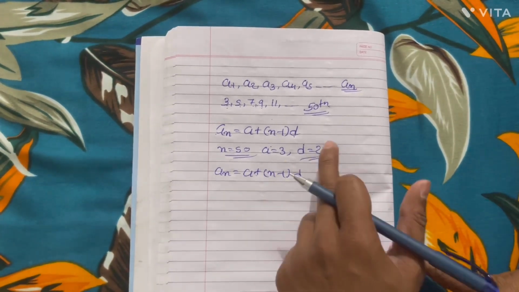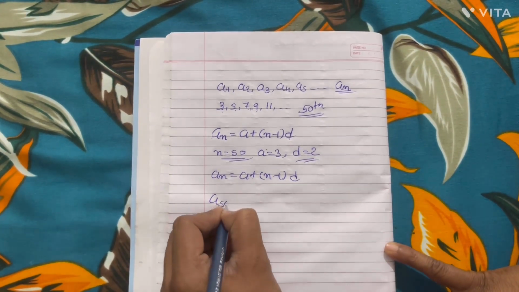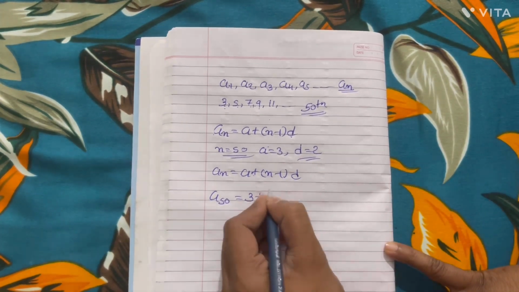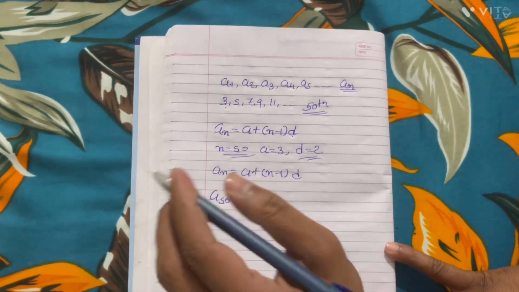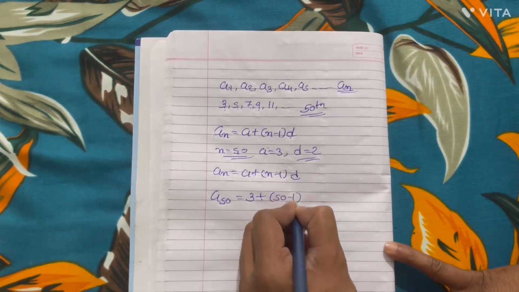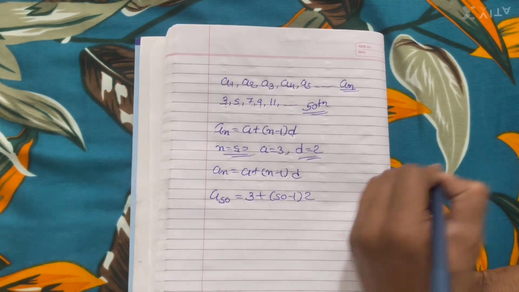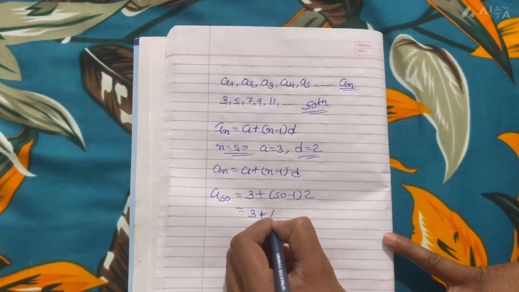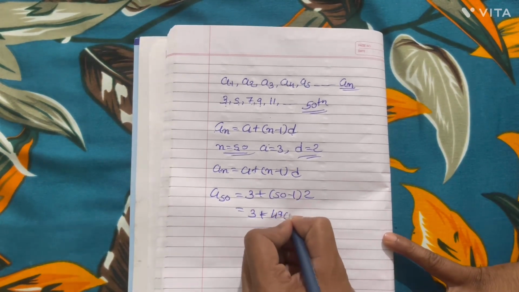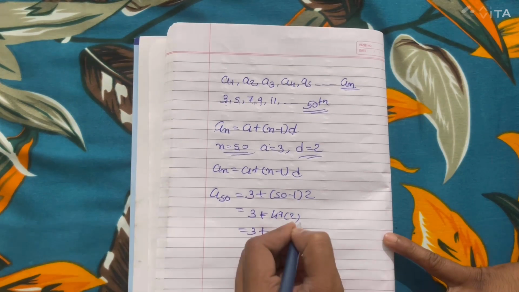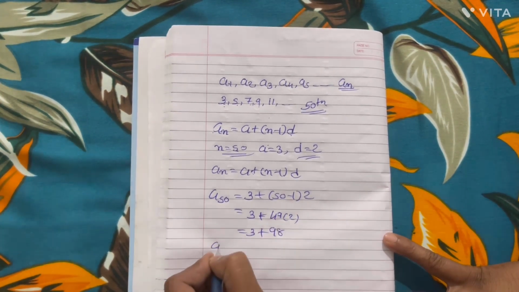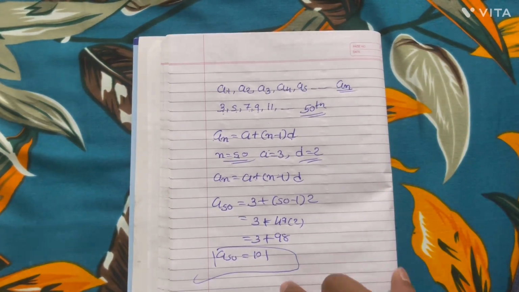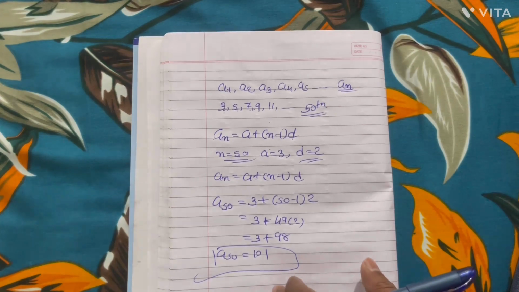So we have to find a50, here we write a50. a is equal to 3, n is equal to 50, and d is equal to 2. So 3 plus (50 minus 1) means 49 into 2. So 3 plus 49 twos are 98, and our term will be 101. So according to this equation, we solve exercise 5.2.